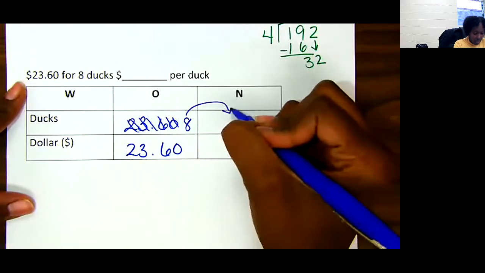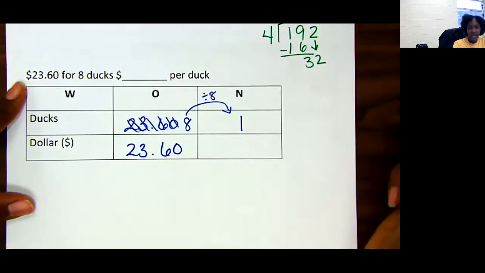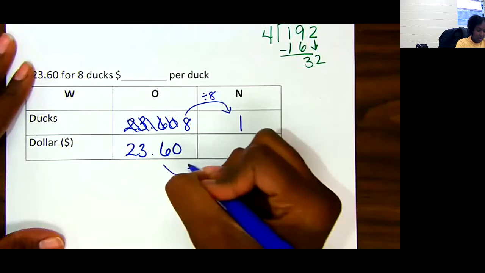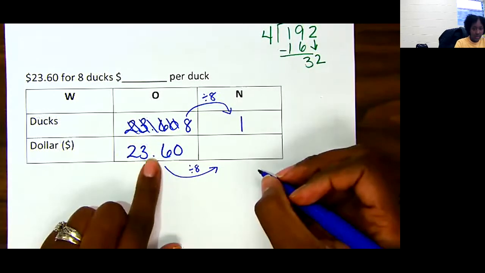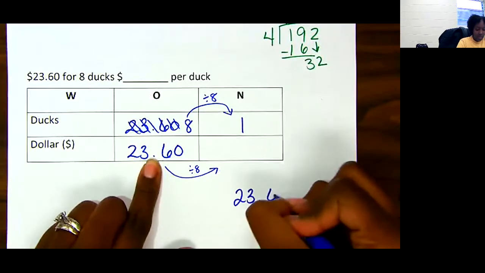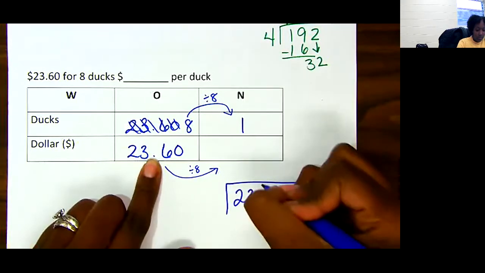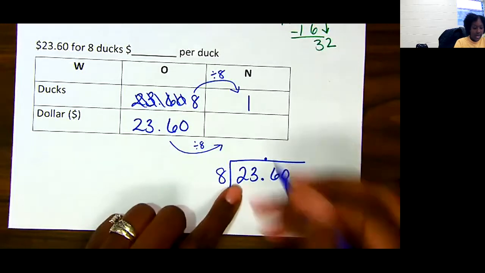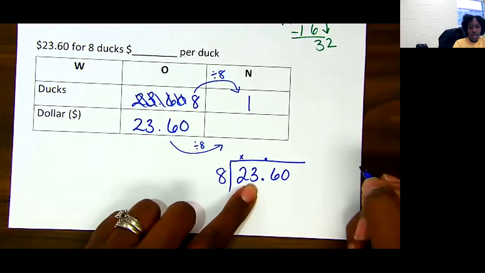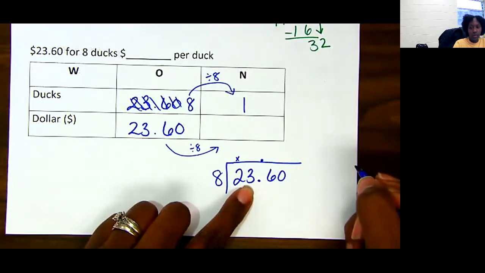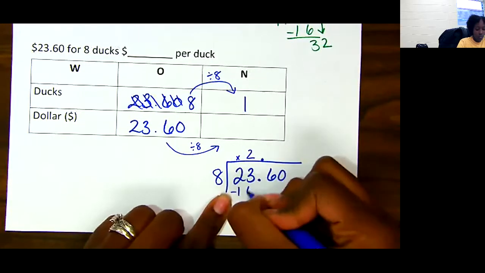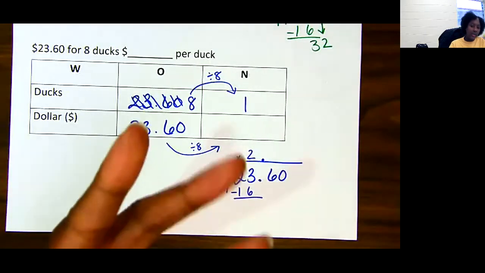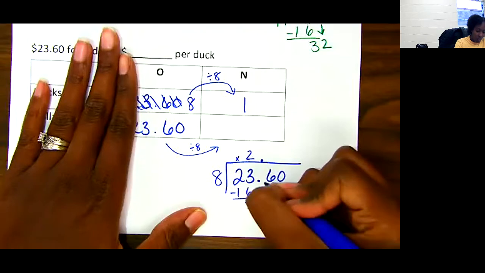So in order for me to get from 8 to 1, I had to divide by 8. So I need to do the same thing. Now remember, ladies and gentlemen, we have a decimal. When I divide by a decimal, I have to remember to bring it up into my division bar. That way I'm dividing correctly. 8 cannot go into 2. 8 can go into 23. Let's see, 8 times 2 is 16. 8 times 3 is 24, so that's too much, so I need to go with the 2. 16, 17, 18, 19, 20, 21, 22, 23. I have 7 left over.